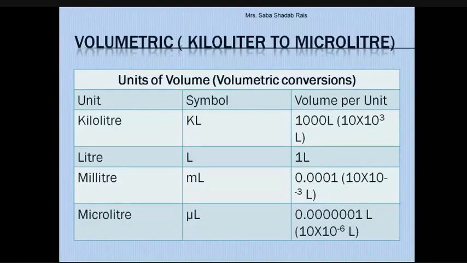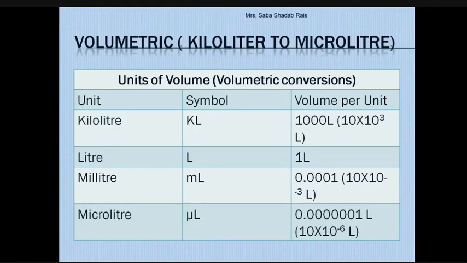Same way, the base unit in the volumetric conversion is the liter. So 1 liter is the base unit. So definitely kilo is 10 to the power 3. So 1 kiloliter will be equal to 1 into 10 to the power 3, student, it is 1 not 10. Then milliliter will be 10 to the power minus 3, micro 10 to the power minus 6. So this is about the base units.